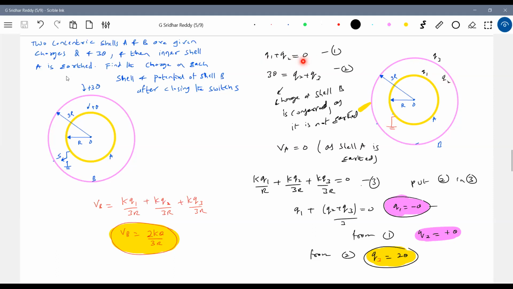This is universal in any number of shells. For a shell which is not earthed, charge should be conserved. What was the charge given to shell B? 3Q. How much? Q2 plus Q3. Then for a shell which is earthed, potential should be 0. Solving that, we'll get the required answer.